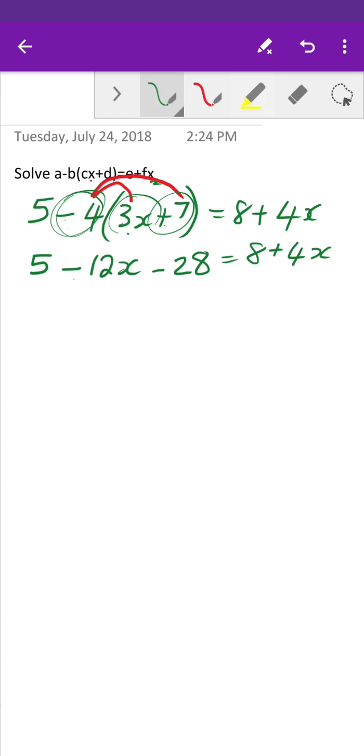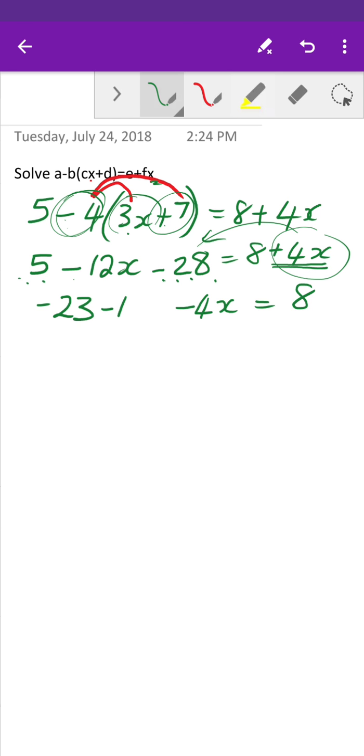Now we bring the x's together on the same side. We take the numbers across. So I'm going to bring this plus 4x over here to be a minus 4x, and we'll leave the 8. So we're just going to put that onto the other side over here with all of these. Now 5 minus 28, I'm just going to make that minus 23, and I'll leave that minus 12x there. So what I've done is I've joined 5 minus 28 to get negative 23. We've kept the negative 12x, and we brought the plus 4x over to be minus 4x. What we've done is we put the x's all together on one side of the equal sign.